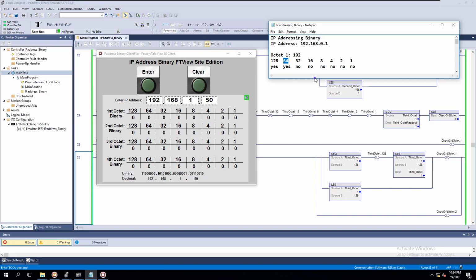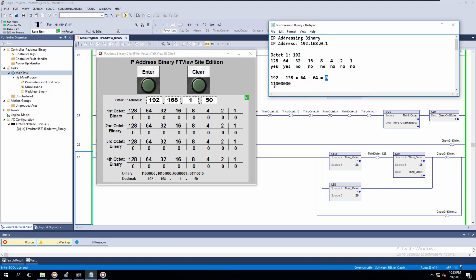With the remainder of that, let's talk about the math behind it. 192 minus 128 leaves a remainder of 64. Can 64 go into 64, or is it equal to or greater than 64? Yes, it is. It actually cancels itself out, and that's 0. So the binary of this 192 is going to be 11000000, right? So it's 8 bits. Okay, keep that in mind. So the next example we're going to do is 168, which is the second octet.